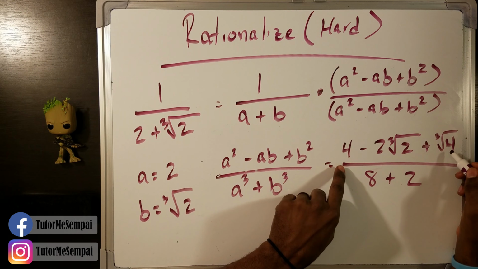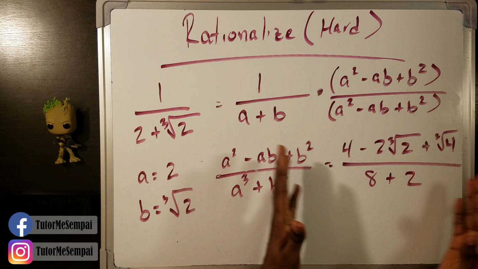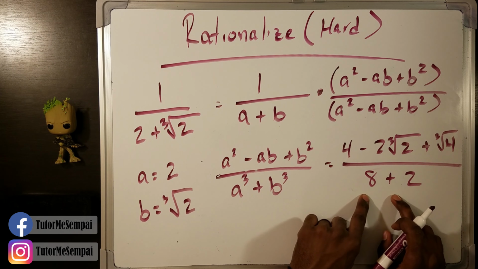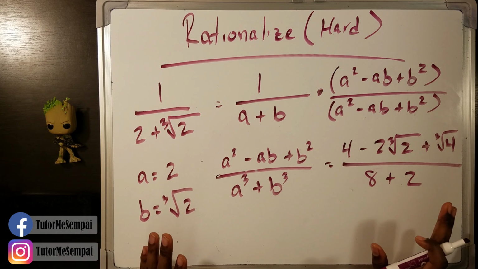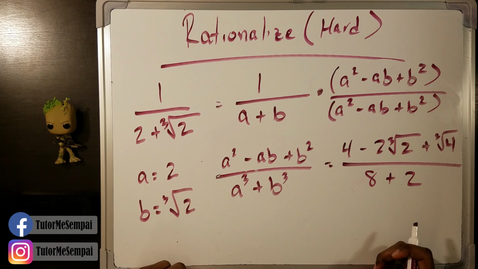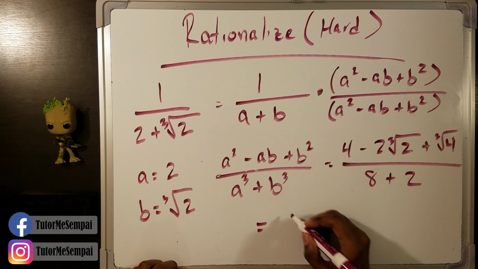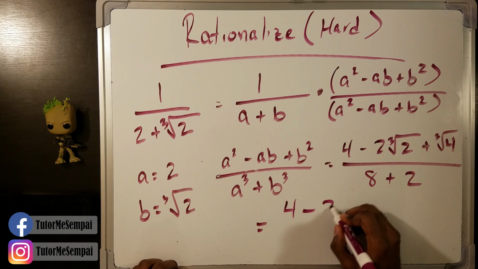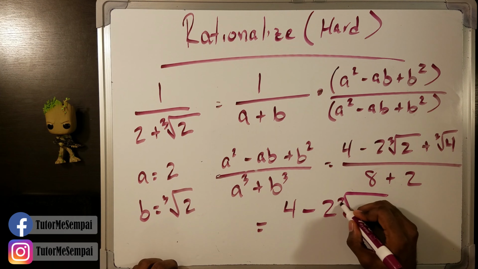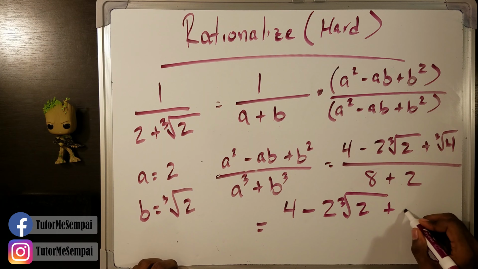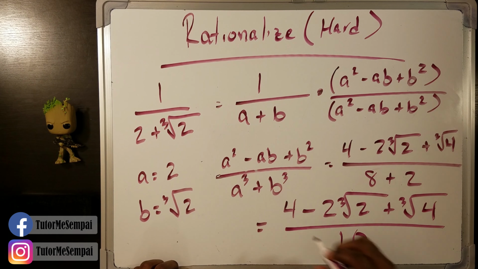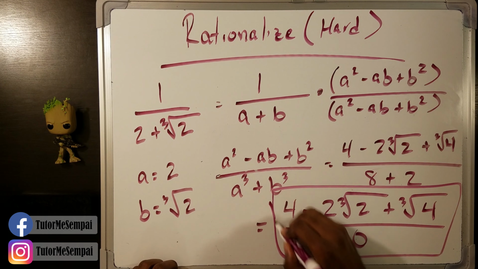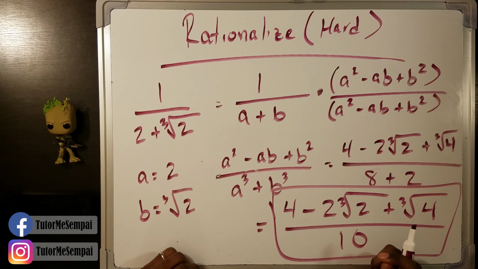Notice we can't simplify our numerator anymore because nothing is the same. However, we can simplify our denominator just by combining what these two numbers are. There are no more radicals in there, so we can combine the constants as they are. So our final answer is going to be 4 minus 2 times the cube root of 2 plus the cube root of 4 all over 10. This is our final answer. You have now successfully achieved Super Saiyan 3.